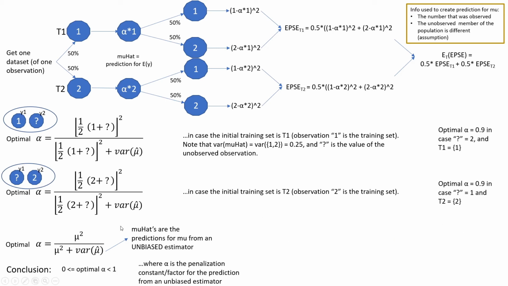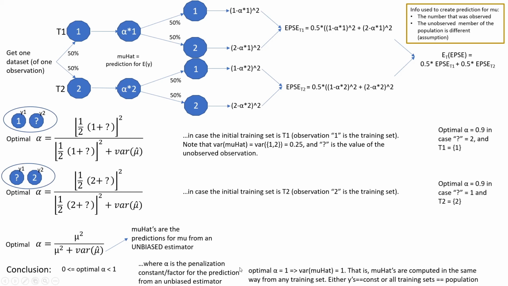The conclusion is that optimal alpha is between 0 and 1. Actually, it will be 0 when mu is 0. So if mu is 0, we want our prediction to be 0. So alpha should be 0. When will it be 1? It will be 1 when the variance of mu hat is 1.